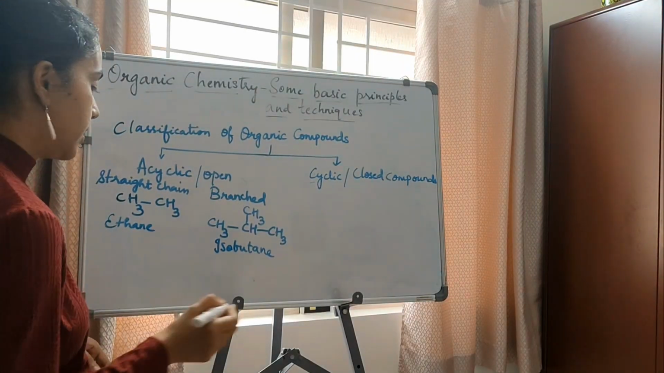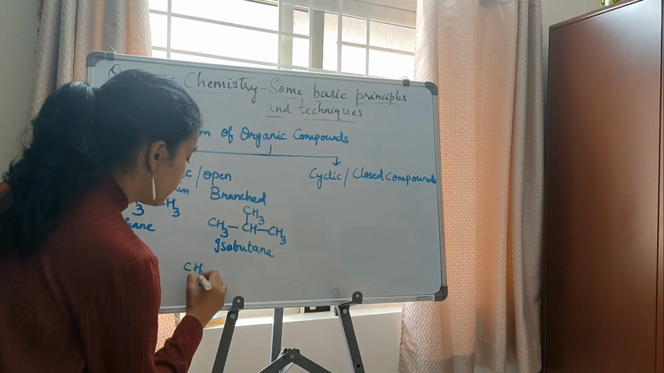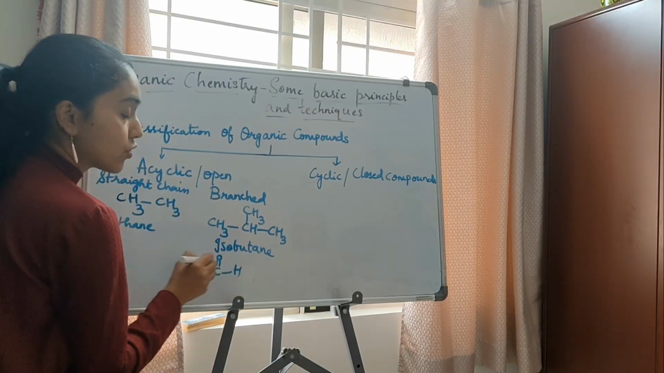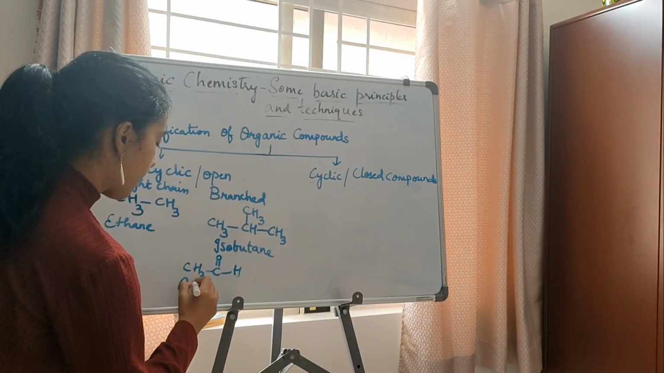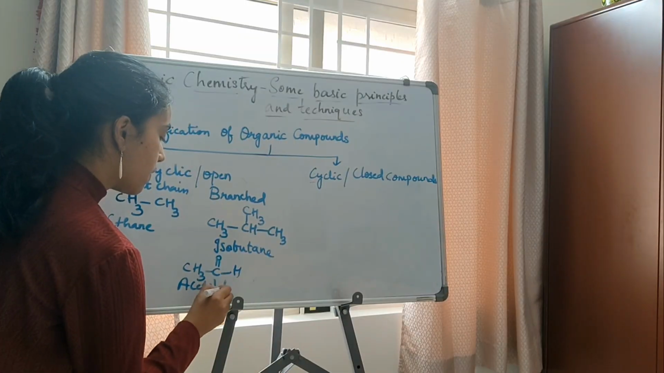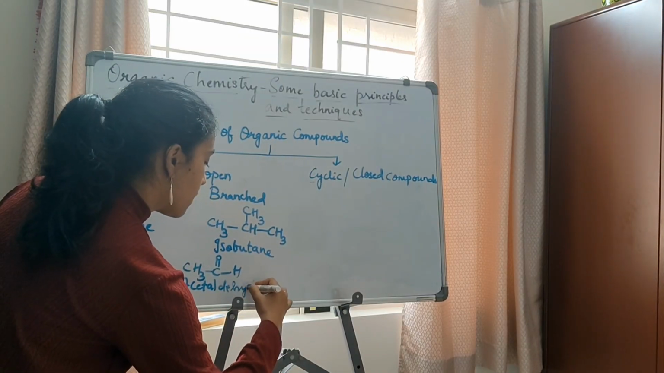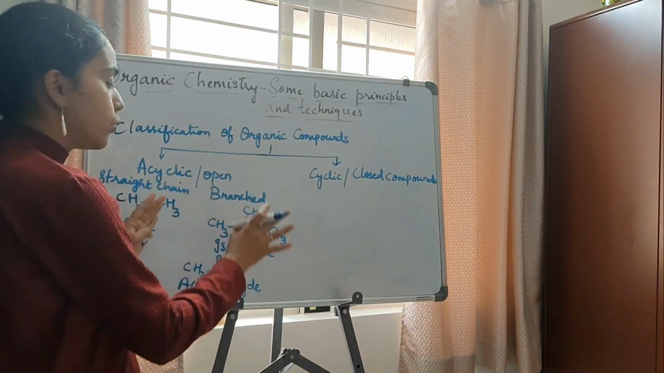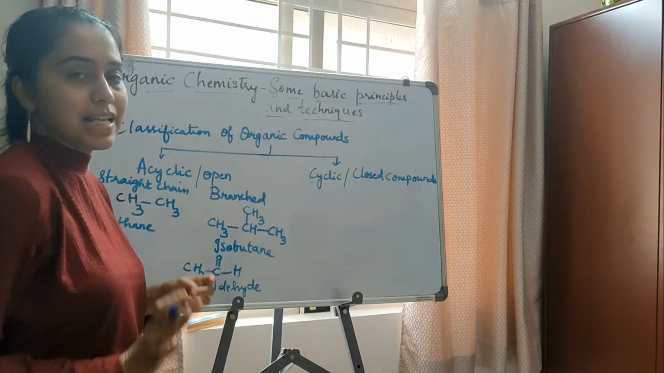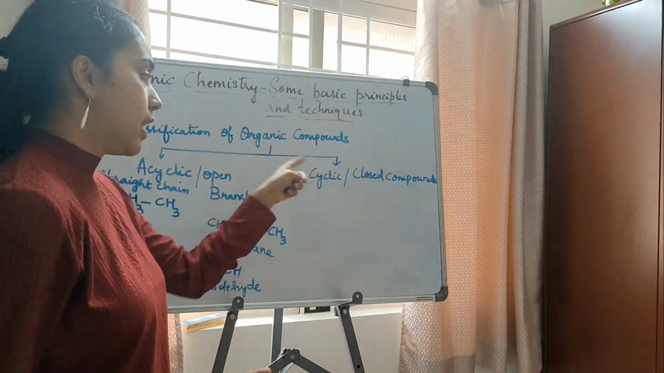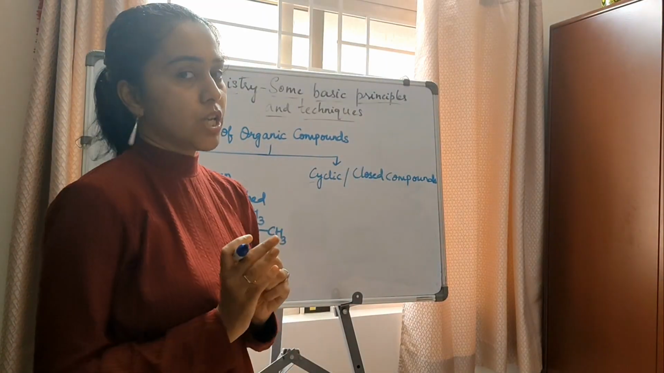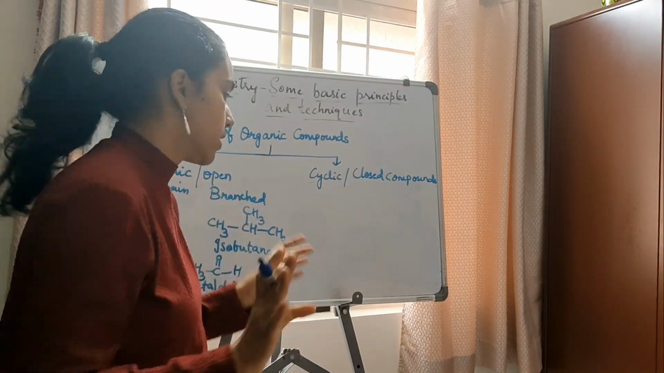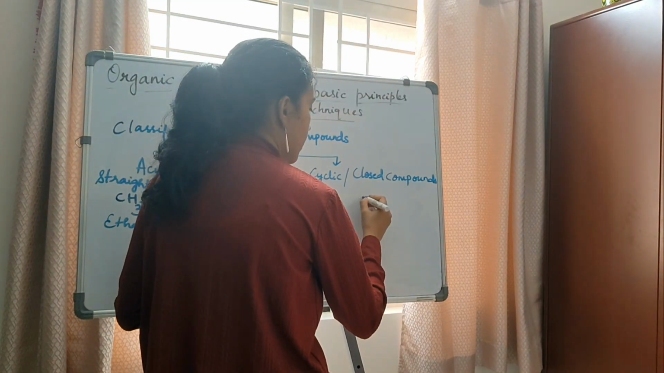Same way, there is one more example, that is CH3 C double bond OH, which is called acetaldehyde. If you see these three examples, you will not find any ring, so they come under acyclic or open chain compounds. Now let's move on to cyclic or closed chain compounds. Here, first you just keep in mind there's a cyclic ring. So let's take an example.